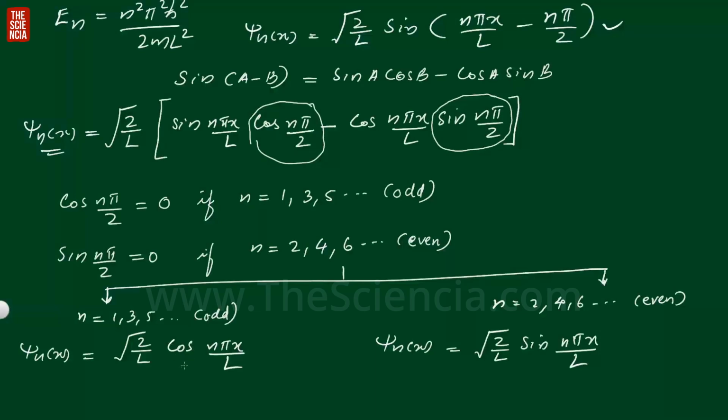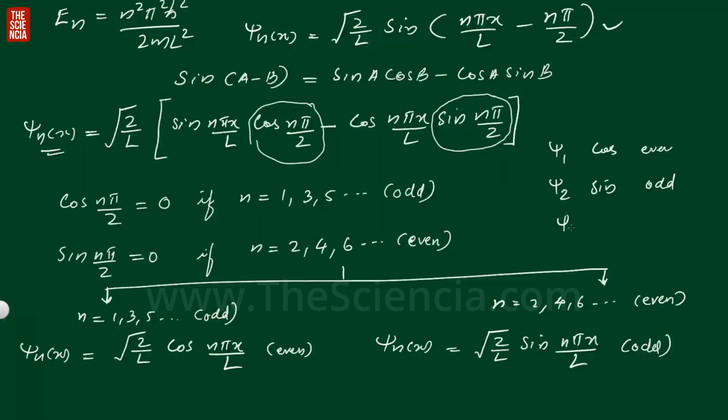And here the cos function is an even function and the sine function is an odd function. Therefore, for the wave function psi 1, we get a function of cos and it will be even. And for another wave function, that is psi 2, the function will be a function of sine and it is an odd one.